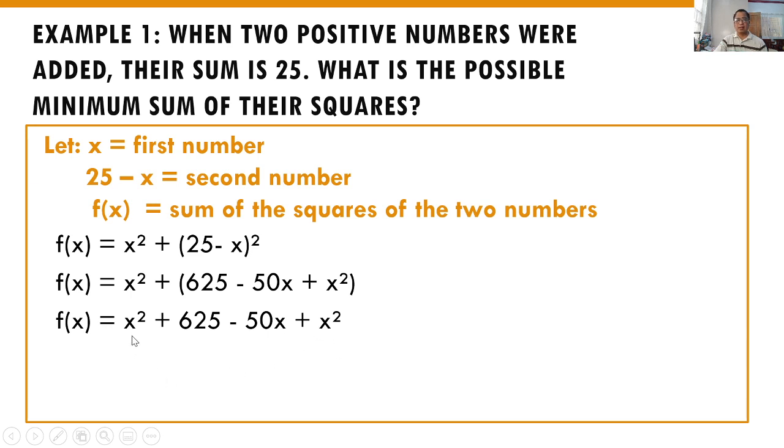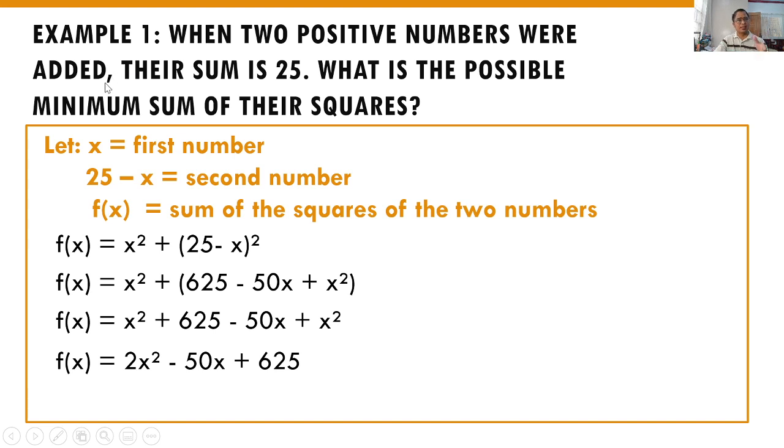Now, simplifying this, we have here now x squared at saka x squared. Dalawa na yung x squared natin. So, pwede kong iayos in the standard form. 2x squared minus 50x plus 625. Ito yung quadratic function nitong problemang ito.